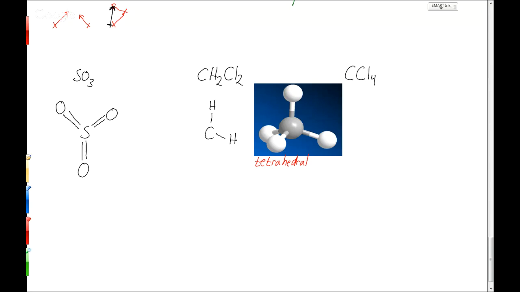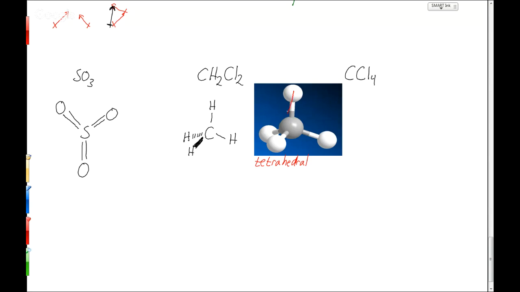The way we express that in 2 dimensions is we draw a wedge shape to show that one is coming out at you, and we draw a dash shape to show that one is coming back. If you see that kind of notation, this is the type of shape we're showing. You don't have to know how to determine what shape a given molecule is. I'll give you the shape. But if I gave you something like that, you'd need to know what that looks like in 3 dimensions.